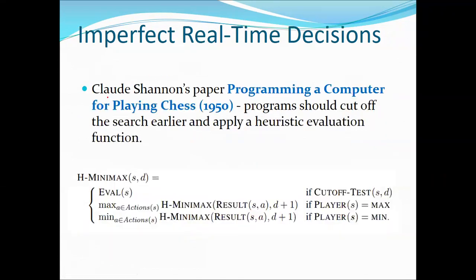So basically, there is a scientist called Claude Shannon. He is a very famous scientist. He is the one who proposed something called information theory. Please go and check about this scientist.